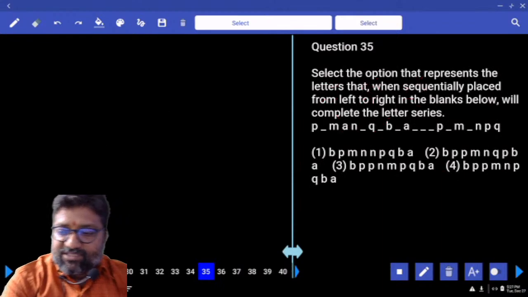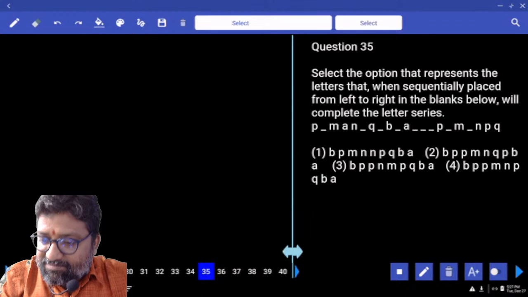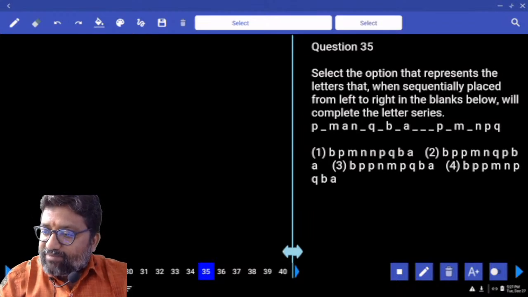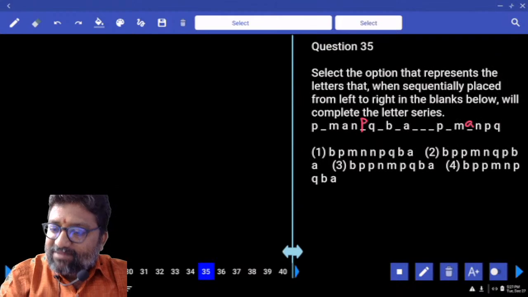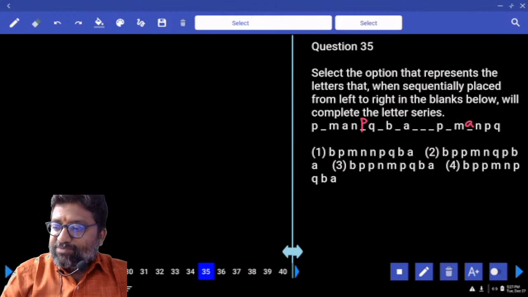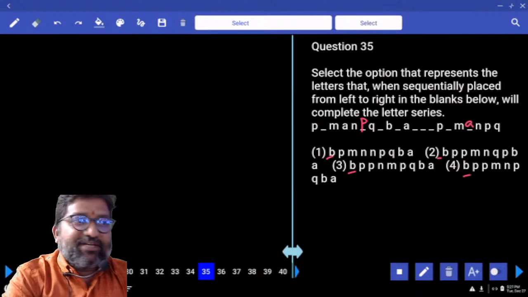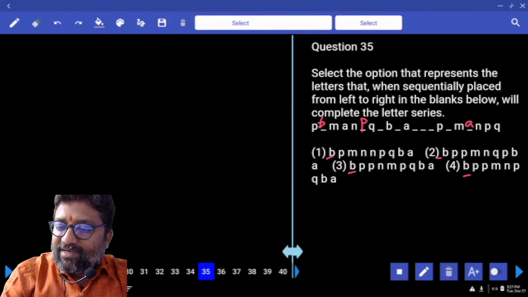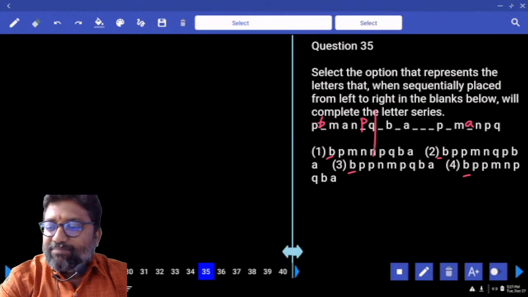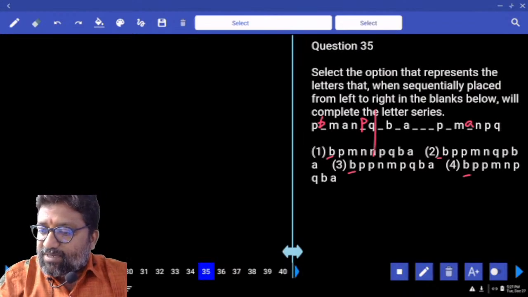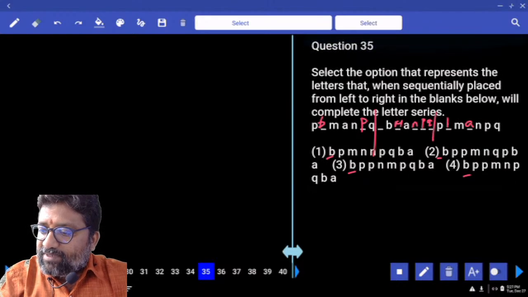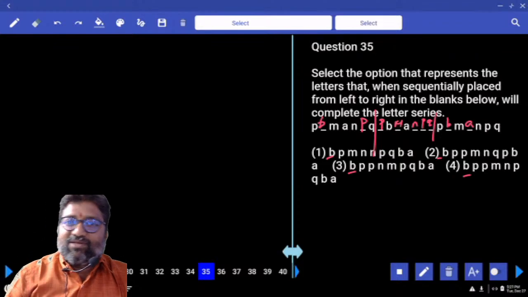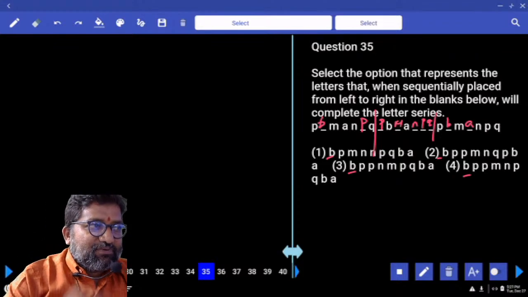Next, now how will you solve these questions? MAN: after M, A comes, and in MAN the last one is N. After MAN, what comes? PQ. After MAN, PQ. Every option is starting with B. So PB, MAN, PQ. Does the order fit or not? Yes, simple and easy.